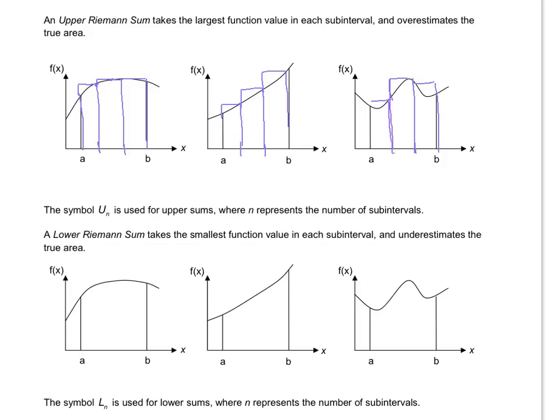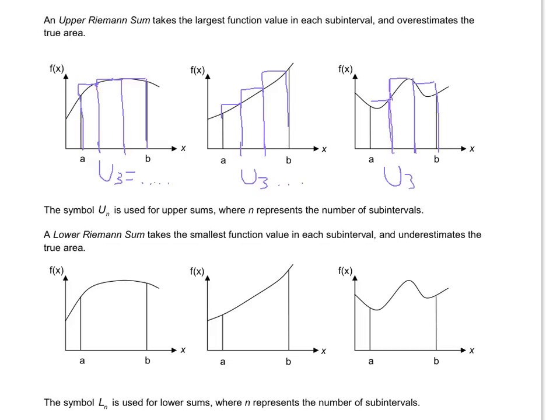The symbol u sub n is used for the notation of these. So in your first diagram, you would say that u sub 3 equals, and then whatever you get for the area. All of them, because I used 3 subintervals, would be u sub 3, upper.